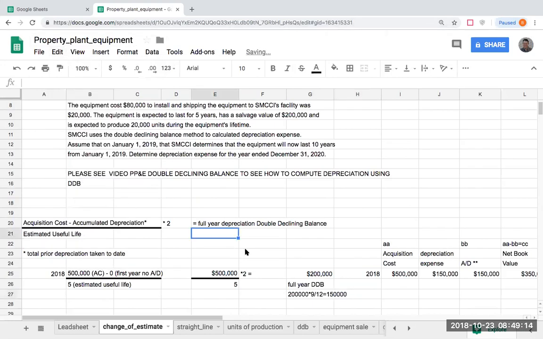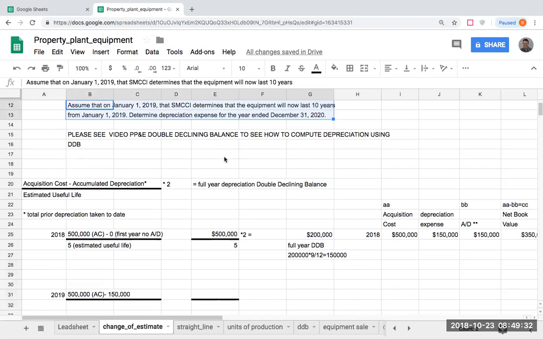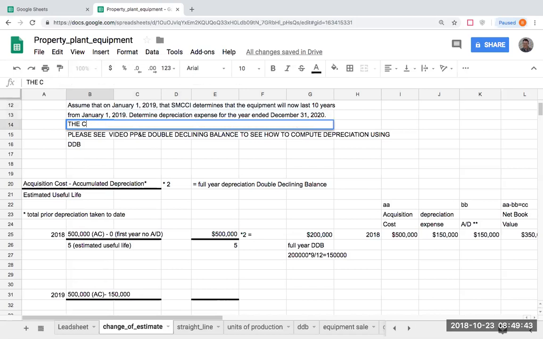Now we come into 2019, and this is where we have the new information. We're told to assume that on January 1st, 2019, the equipment will last 10 years from January 1st, 2019, and to determine the depreciation expense for the year ended 2020. To be a little bit more clear, the company will continue to use double declining balance.